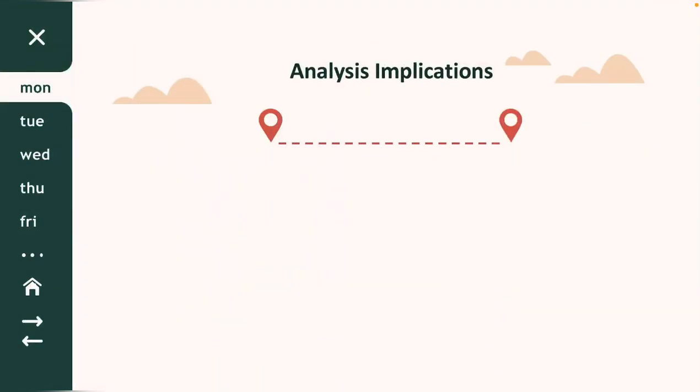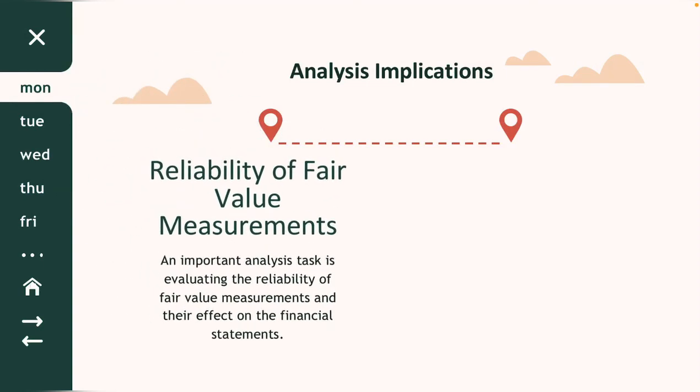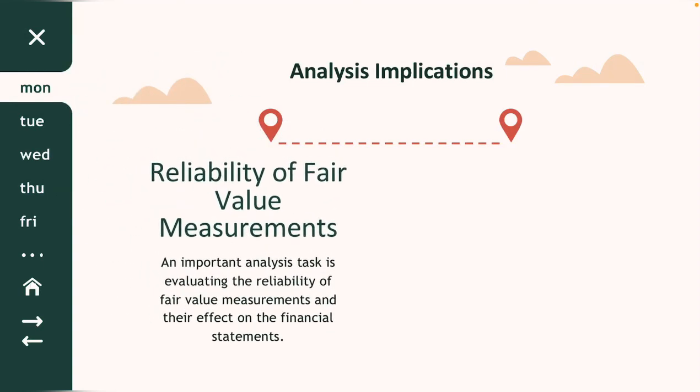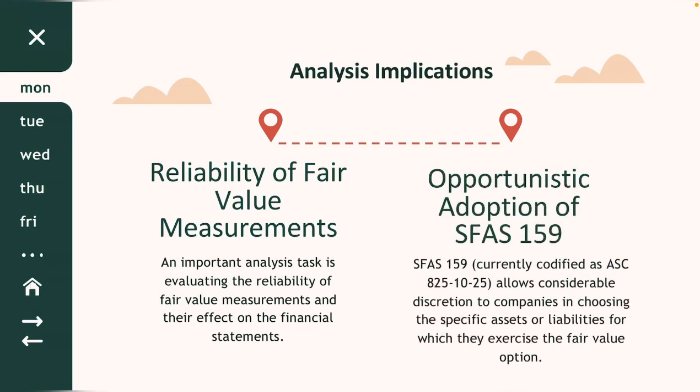Analysis implications. The first one is reliability of fair value measurement. An important analysis task is evaluating the reliability of the fair value measurements and their effect on the financial statements. In this case, we cannot rule out the possibility that the assumption changes are an attempt on the part of Wells Fargo to soften the unfavorable effects of the mortgage crisis on net income. Second is opportunistic adoption of SFAS 159.